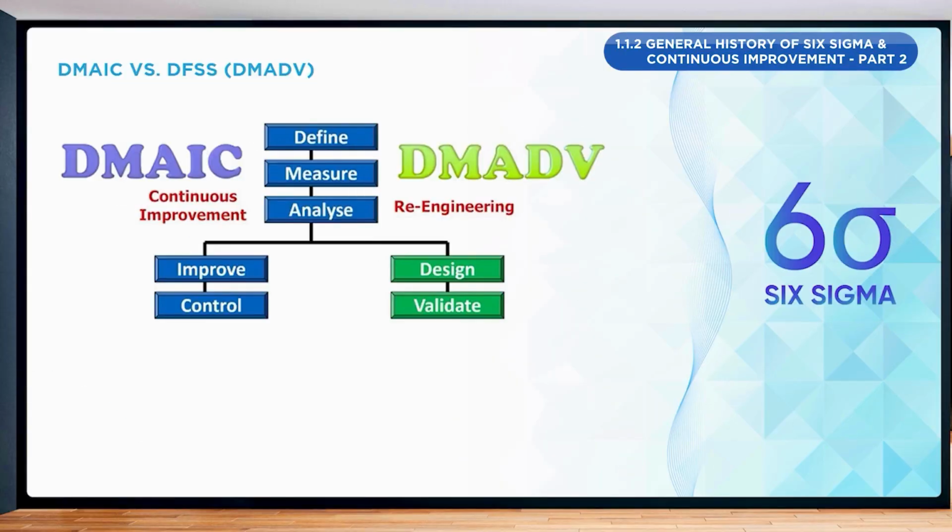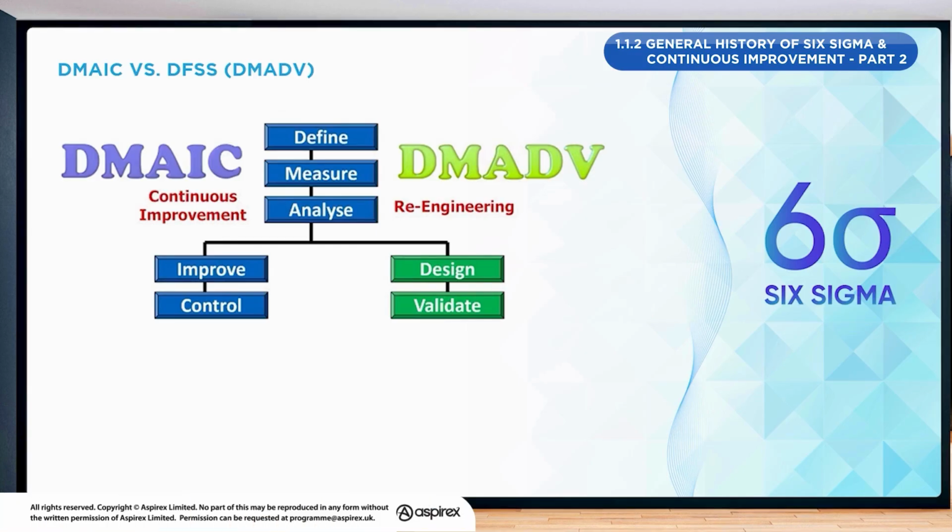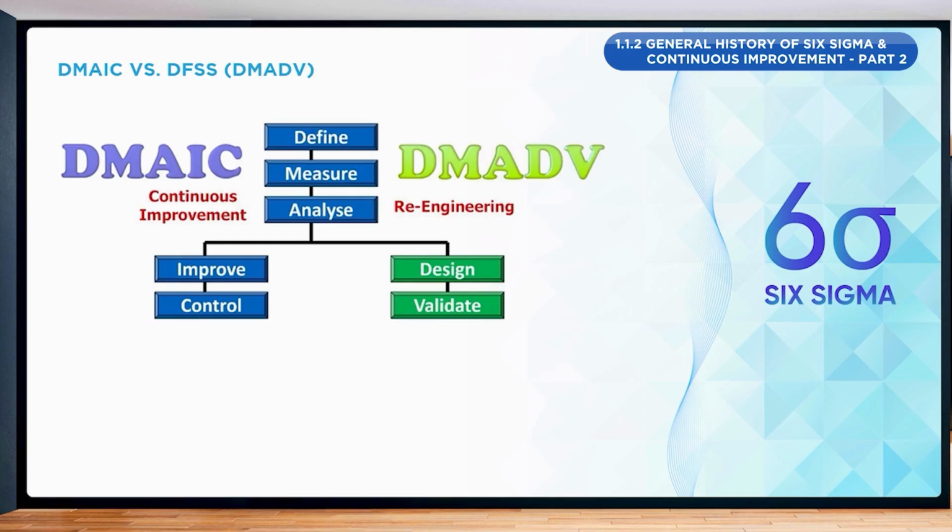Here we can see the contrasting between two of the main methodologies of Six Sigma. DMAIC, the one that we use for continuous improvements, for improving existing process, products, or services, and DMADV, the one that we're using to either create new processes, new products, and new services, or re-engineer existing process, products, or services that do not meet customer requirements and specifications.